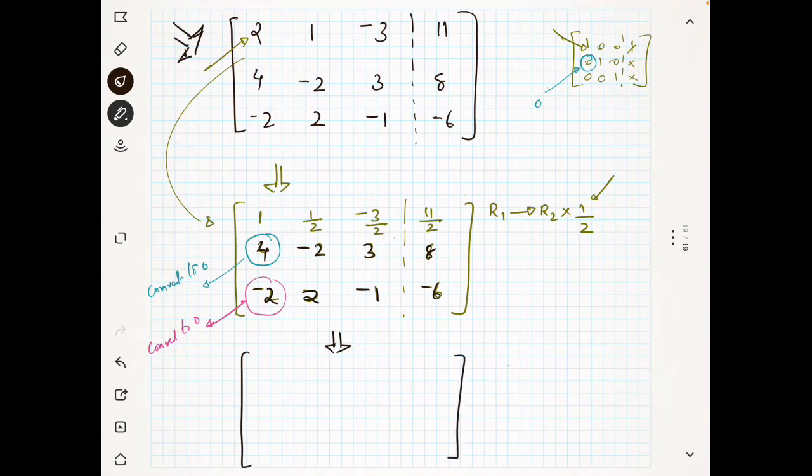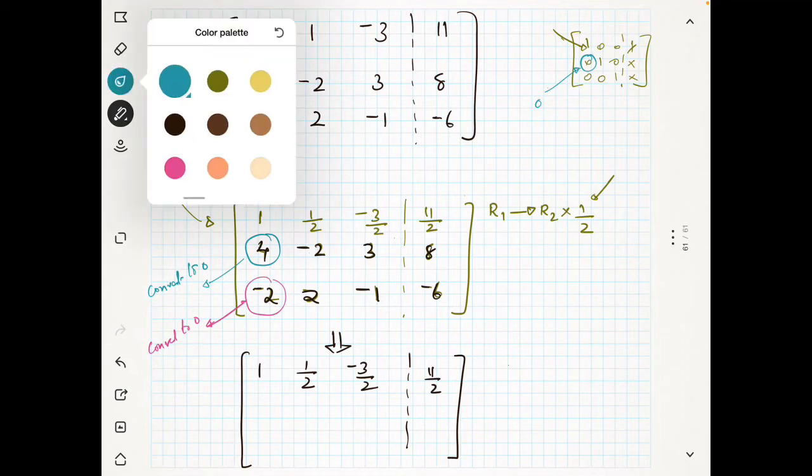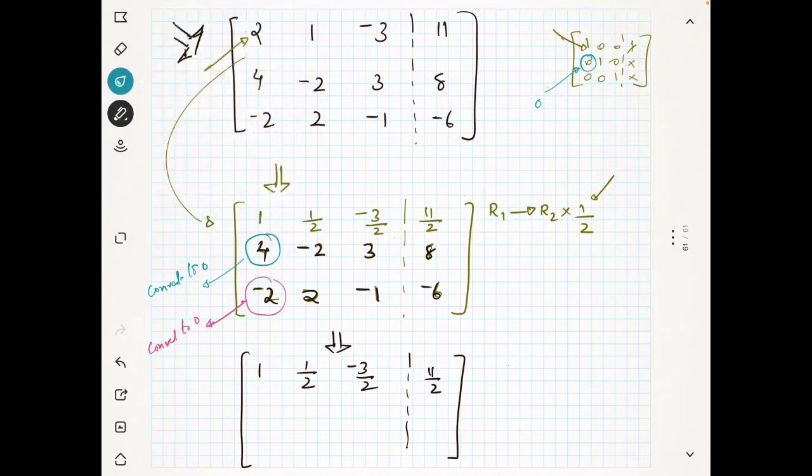I will not change anything from row 1. So row 1 will be the same. 1 by 2, minus 3 by 2, and 11 by 2. There is no change, same. Now you see I am going to do some operations.